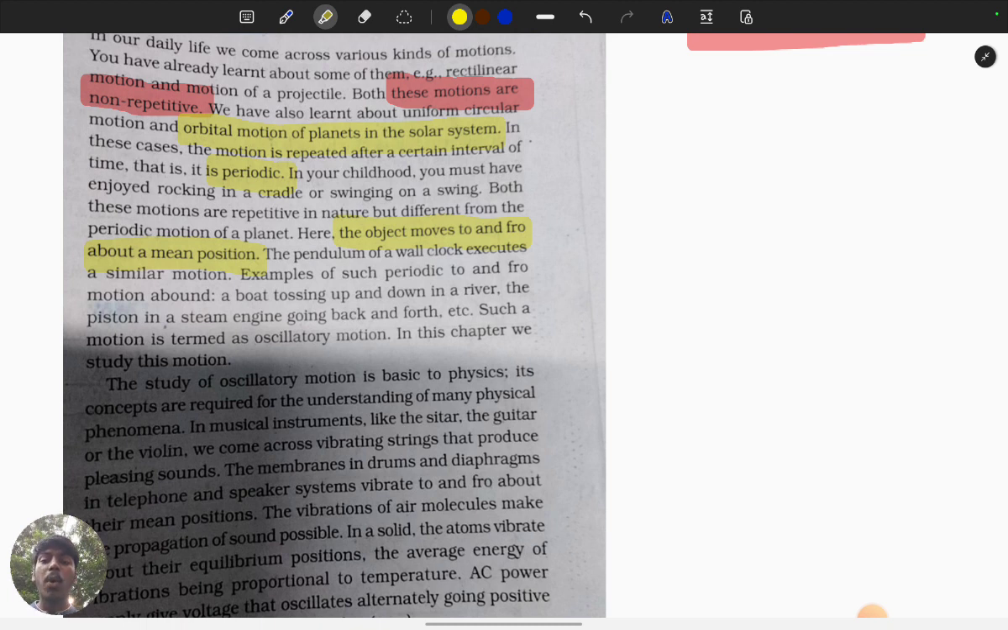The pendulum of a wall clock executes a similar motion. Examples of such periodic to and fro motion abound. A boat tossing up and down in a river, means boat going up and down. The piston in a steam engine.